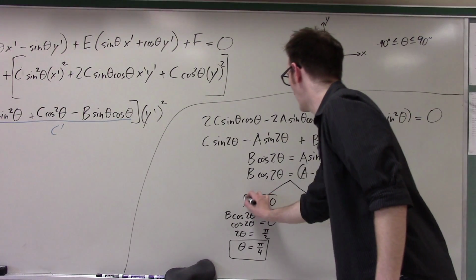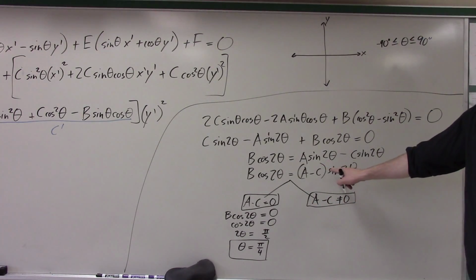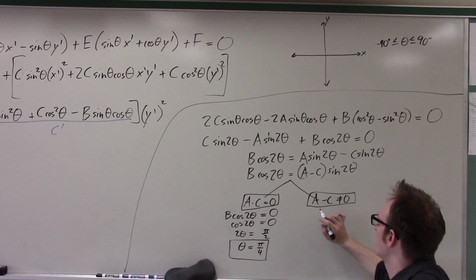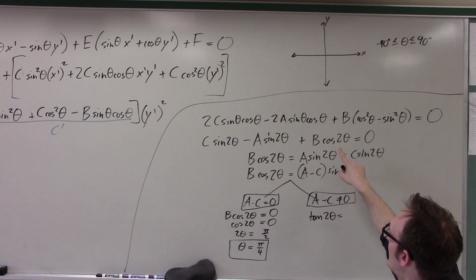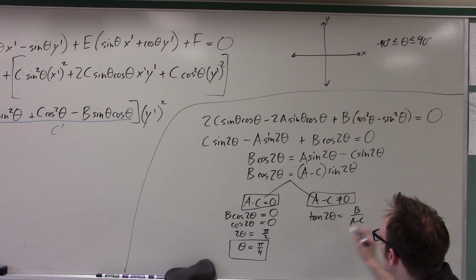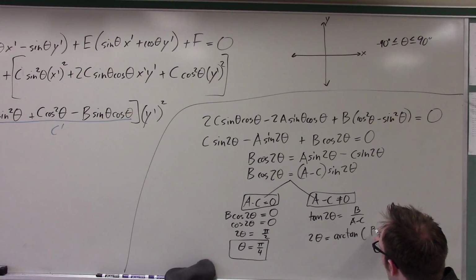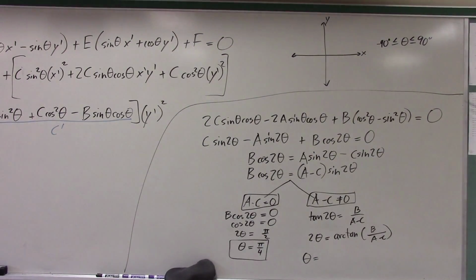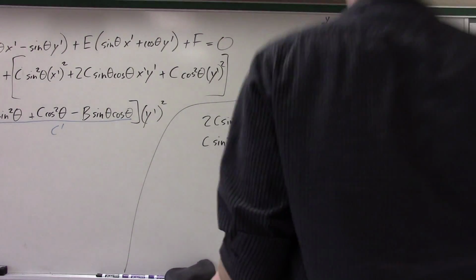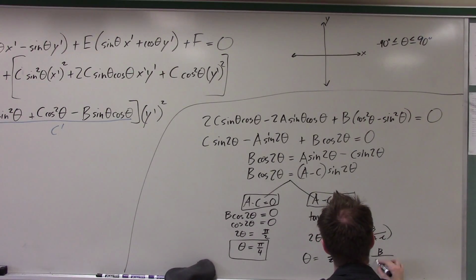But if, on the other hand, A minus C is not 0, then let's divide by A minus C. Yeah, this is the better way to do it. So then we get that tan 2 theta is B over A minus C. So 2 theta is arctan B over A minus C. And so our final answer, hopefully you can see that, is that theta is 1/2 arctan B over A minus C.